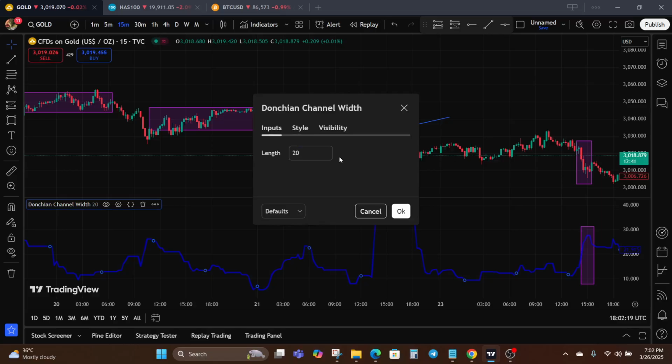For short-term traders, scalpers or day traders, you can consider changing the length from 20 to 14. You can use a 14 period Donchian channel for faster signals. But if you are a swing trader, you can use the default 20 period, which works well for catching mid-term trends. Then if you are a long-term trader, you can change the length to 50 in order to track major market movements.